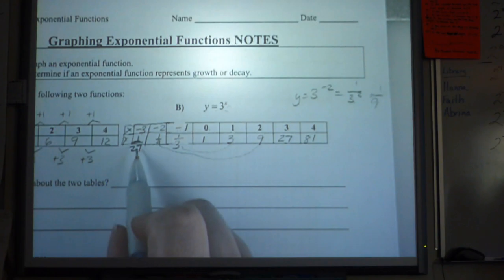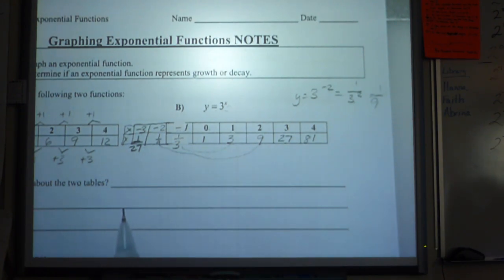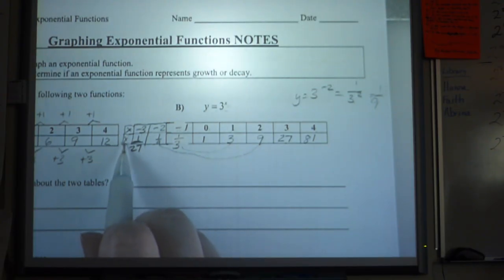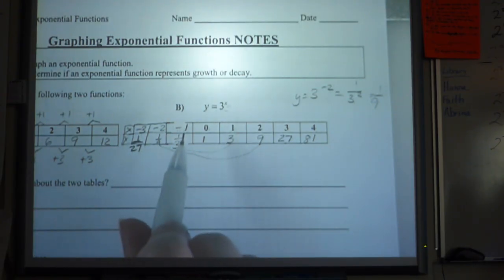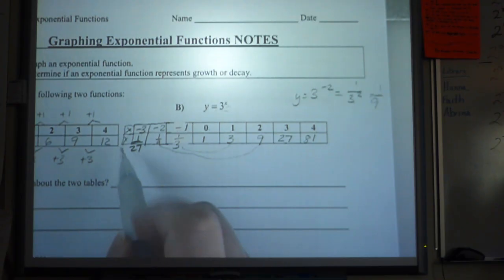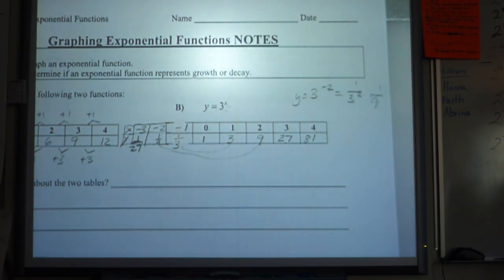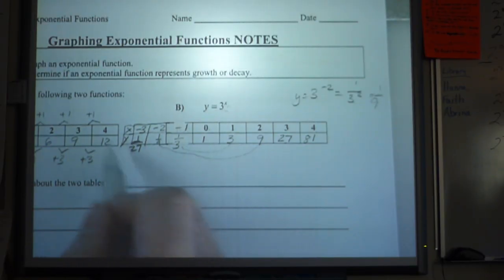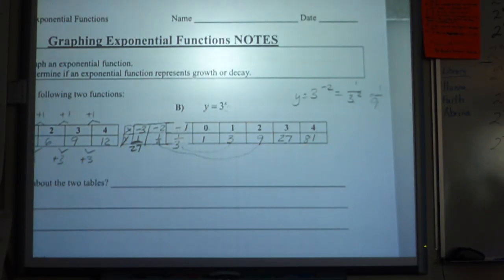Okay, and then let me ask you another question that I want you to talk about with your shoulder partner. Will y ever become negative? Talk with your shoulder partner about that. I divided by 3, divided by 3, divided by 3. Each time I divided by 3.